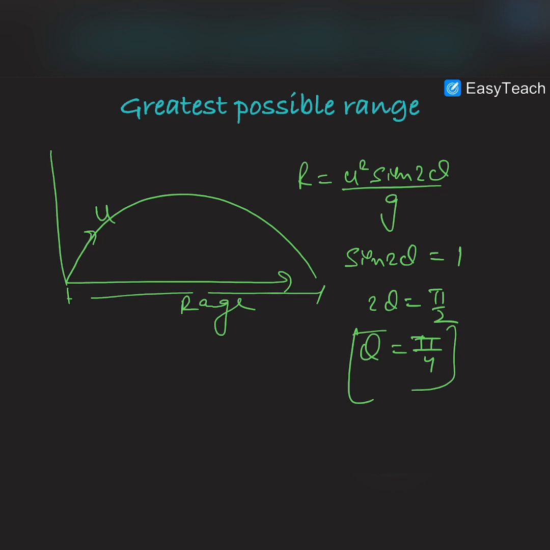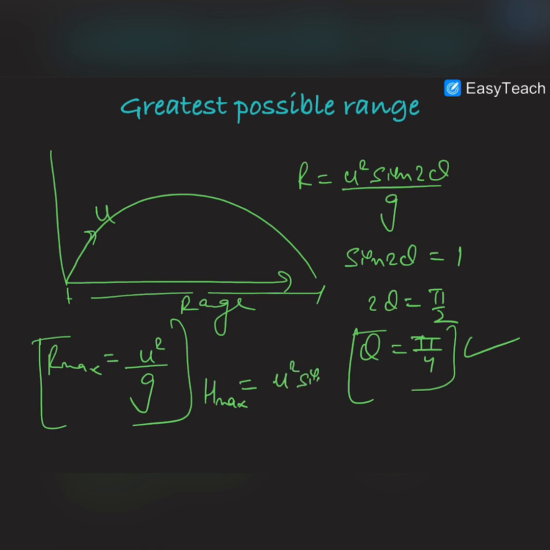So the greatest possible range would be attained when we project the projectile at an angle of 45 degree with the horizontal, and this maximum range will be u square into sine 2 theta, which is 1, so u square by g. This is the maximum range. Now at this angle of projection, the h max attained by the projectile will be u square sine square 45 degree by 2g. So h max would be u square by 4g.